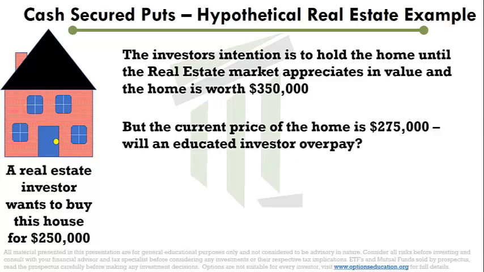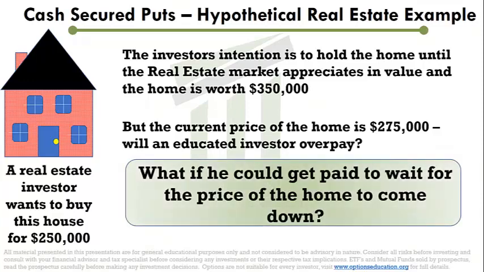Do you think the educated investor is going to overpay? Absolutely not. The educated investor is only going to pay $250,000, what he's willing to pay and what fits into his plan. So now what the investor has to do is wait for the price to come down to him. Well, what if it doesn't come down to him? Well, then he may not buy the home. He may miss out on the opportunity, but he's still going to be following his plan.